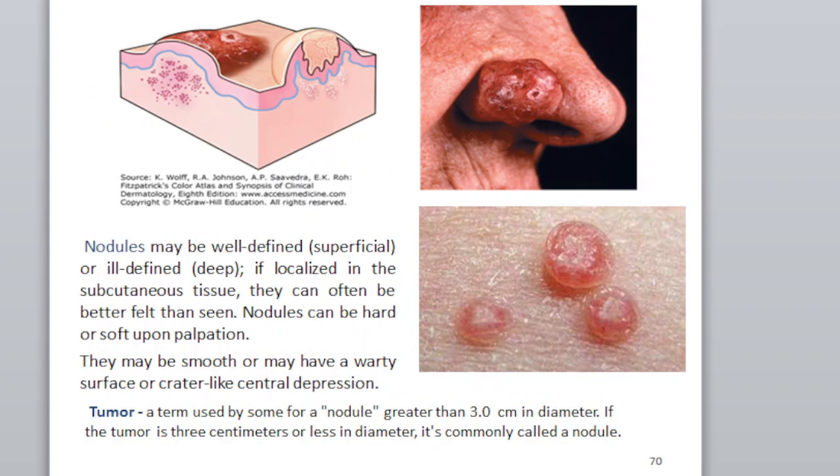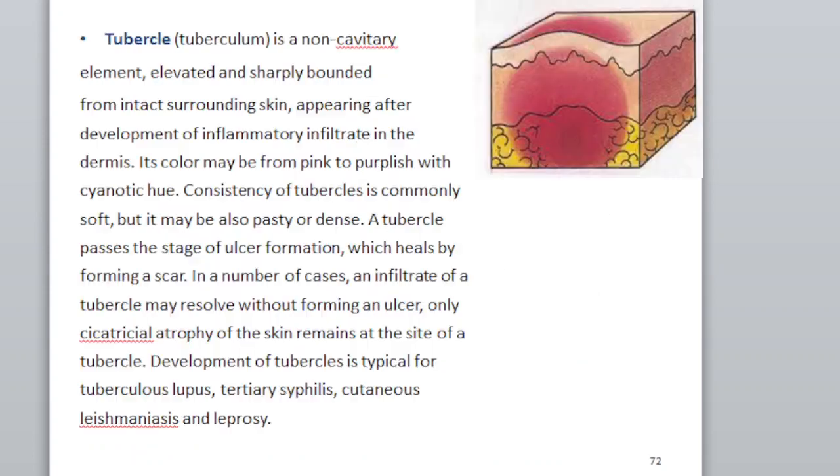Nodules may be well-defined and superficial, or ill-defined and deep if localized in the subcutaneous tissue. They can often be better felt than seen. Nodules can be hard or soft upon palpation. They may be smooth or may have a warty surface or crater-like central depression. Next slide.